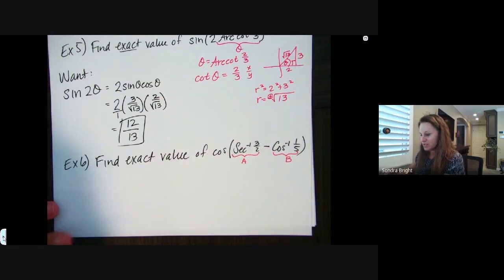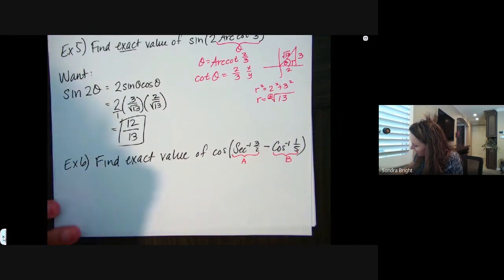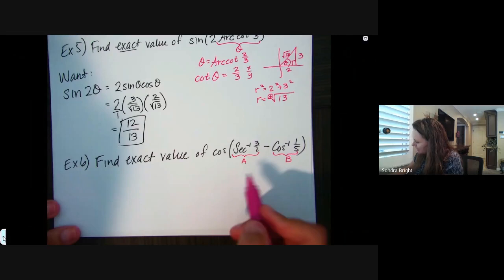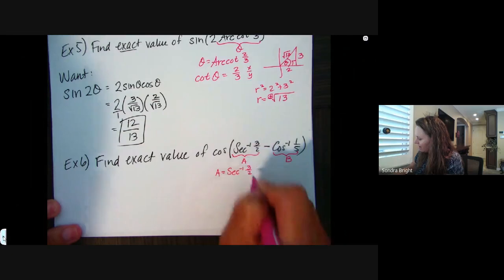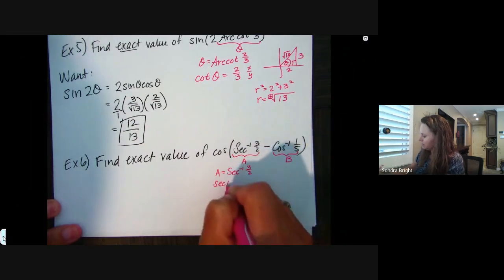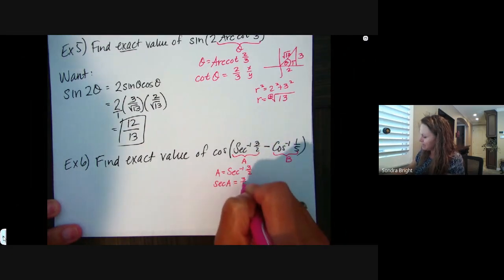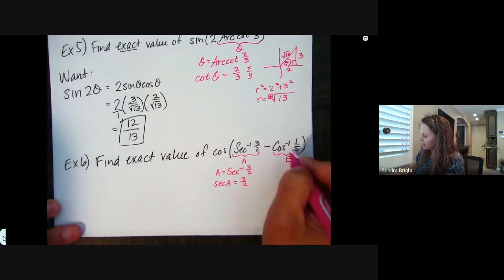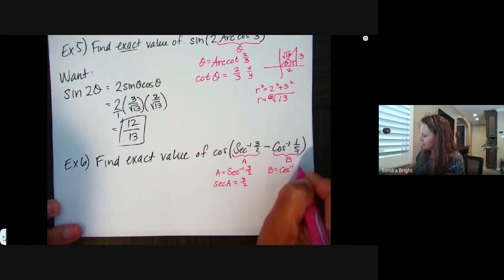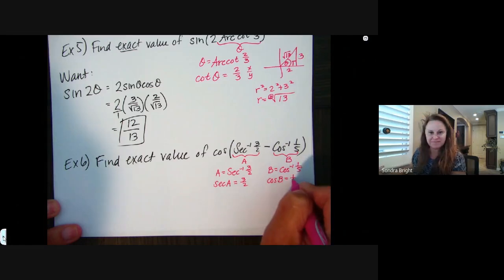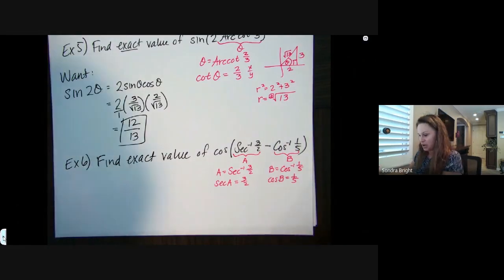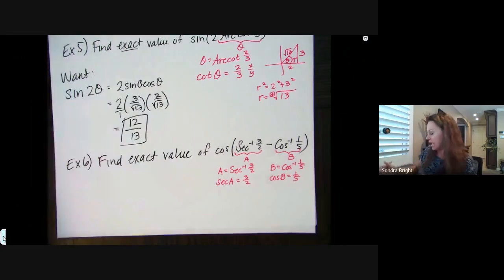So if A is inverse secant of 3/2, that means secant of angle A is 3 over 2. Over here, if B is inverse cosine of 1 over 5, that means cosine of angle B is 1 over 5. So I can draw the triangles for A and B.